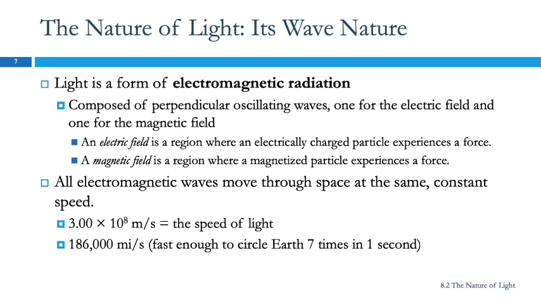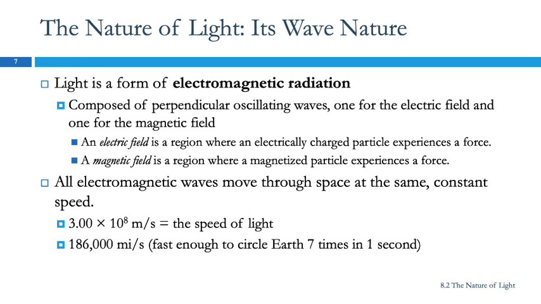It's electromagnetic radiation. And don't be afraid of that word radiation. So electromagnetic radiation is composed of perpendicular oscillating waves. One is an electric field and one is a magnetic field. An electric field is a region where an electrically charged particle is going to experience a force. Magnetic field is a region where a magnetized particle experiences a force.